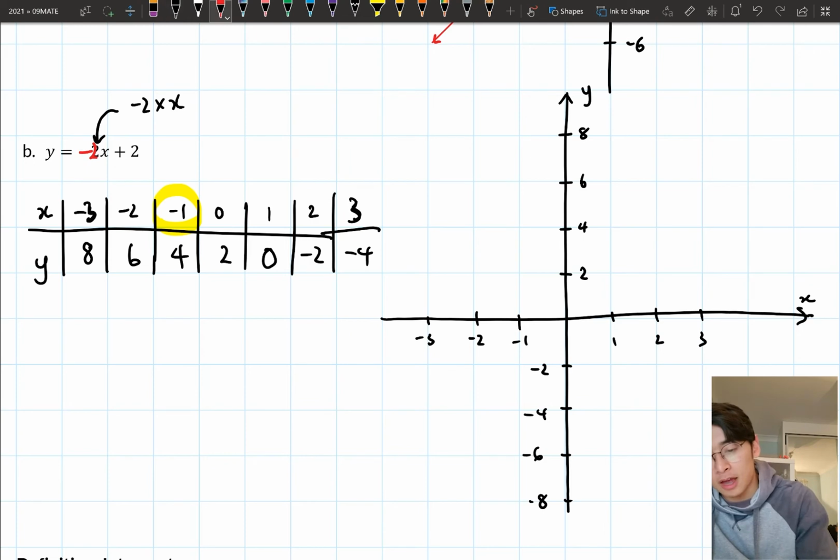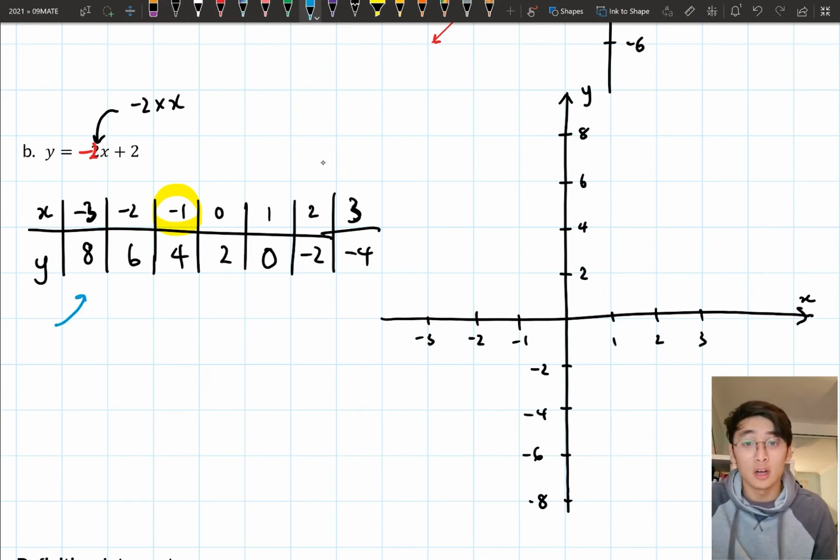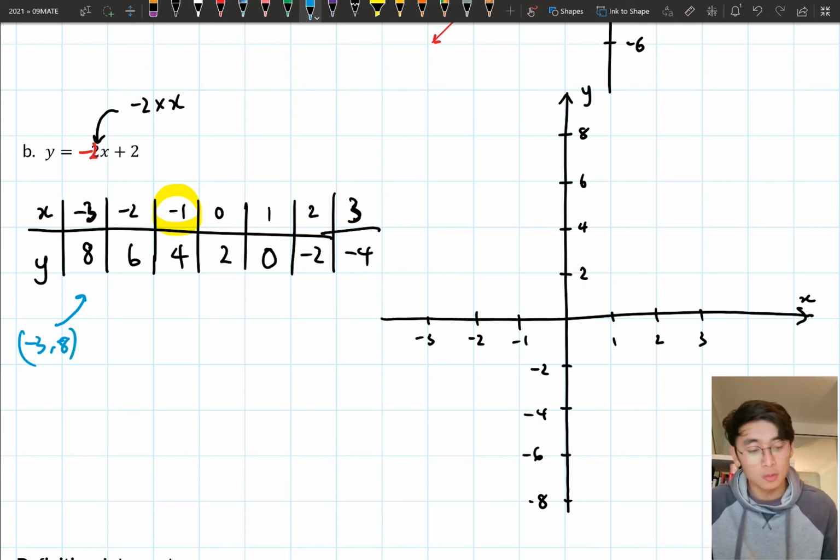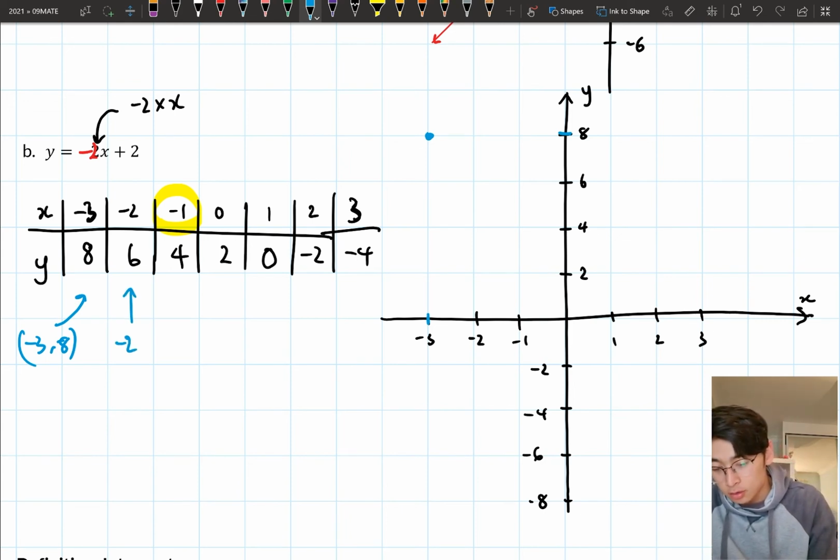So the first point that I have, this one over here, is a coordinate of negative 3, 8. And so here I'm going to go to where negative 3 is. Negative 3 is over here. 8's up here, and so I'm going to line the 2 up, and so I get a point over here. There we go. Next one, this coordinate is negative 2, 6.